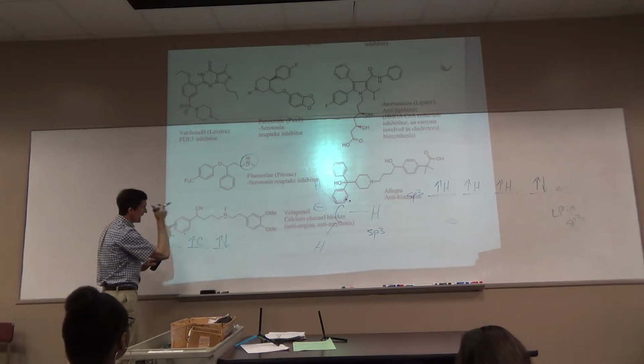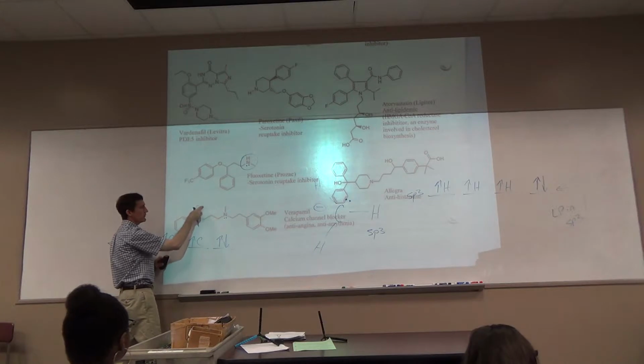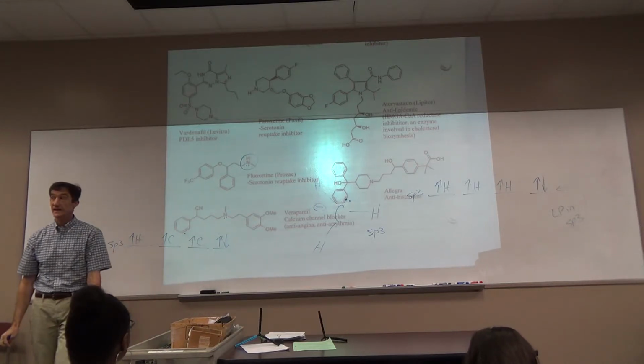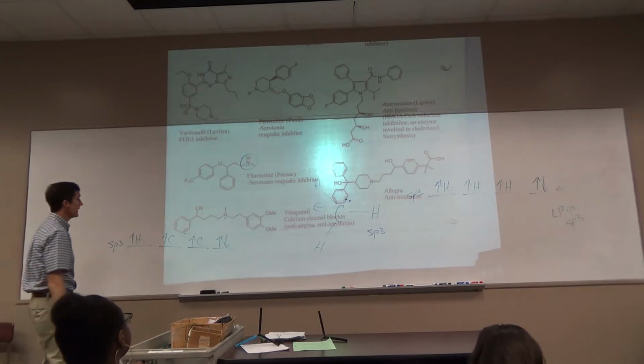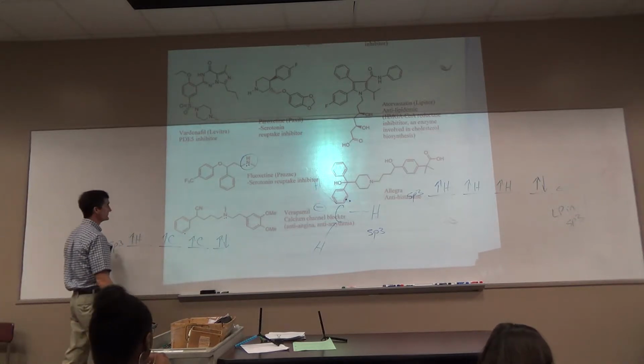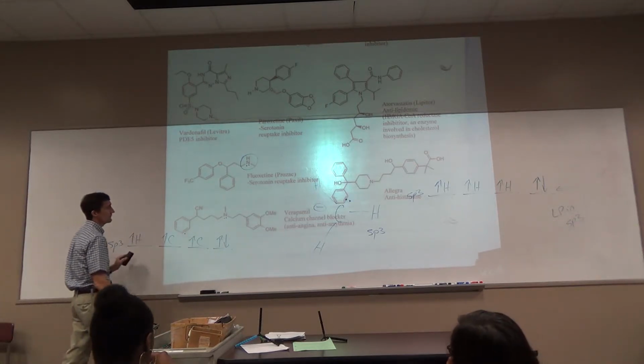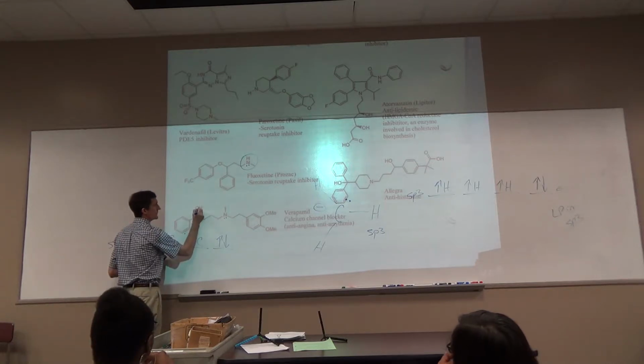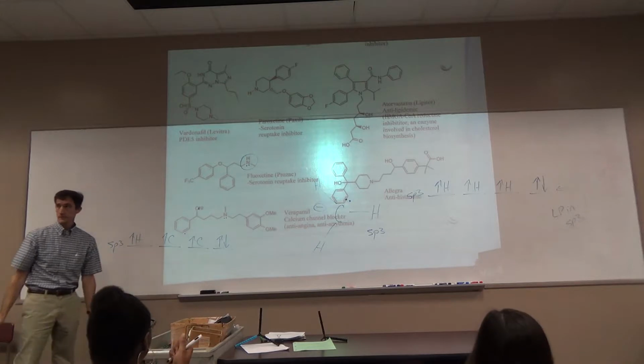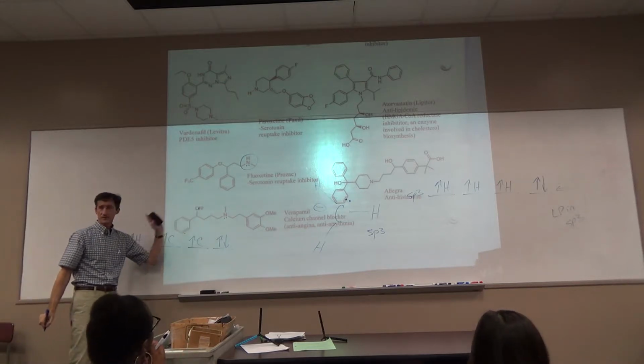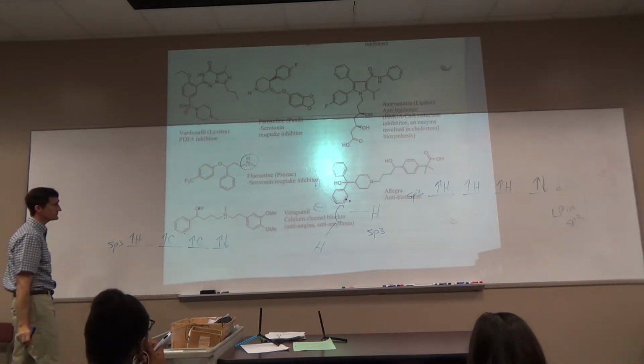How about this nitrogen here? First off, what functional group is this? Nitrile or a cyano group. What's the hybridization of that nitrogen? First off, there's a triple bond here, correct? And the nitrogen has a lone pair. So that's sort of really condensed down. You need to know the structure there.